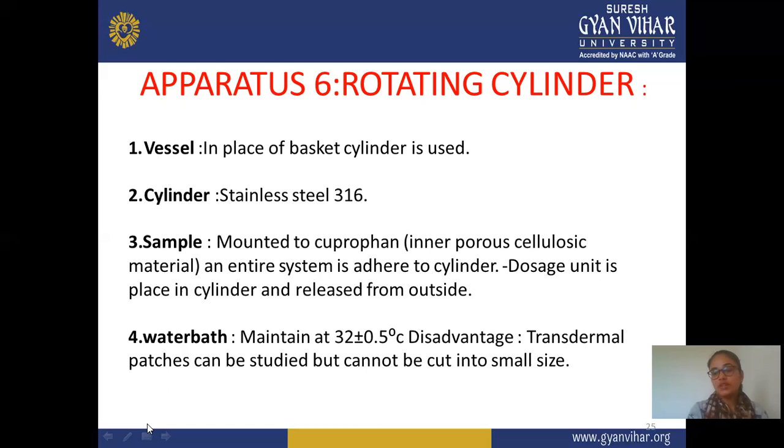And next are the disadvantages. In this, transdermal patches can be studied but cannot be cut into small sizes. Means you use transdermal patches for this type 6 apparatus for USP, but you cannot cut these transdermal patches into small sizes. Use the entire patch for this dissolution study. This is the one disadvantage of this rotating cylinder type 6 apparatus.